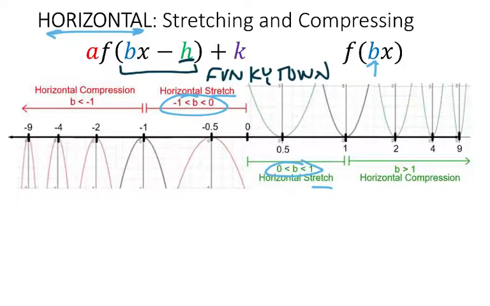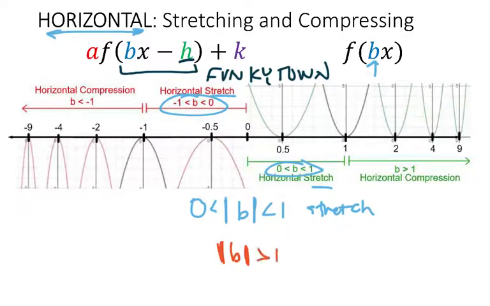So in that case, if you have the absolute value of this B and it happens to be between 0 and 1, you're going to end up with a stretch. And this is a horizontal stretch. Versus if you come up with a number that is larger than 1, you're going to have a compression. And again, usually when you think of numbers that are larger, you think of stretching things. But of course, in Funky Town, that's going to actually compress.